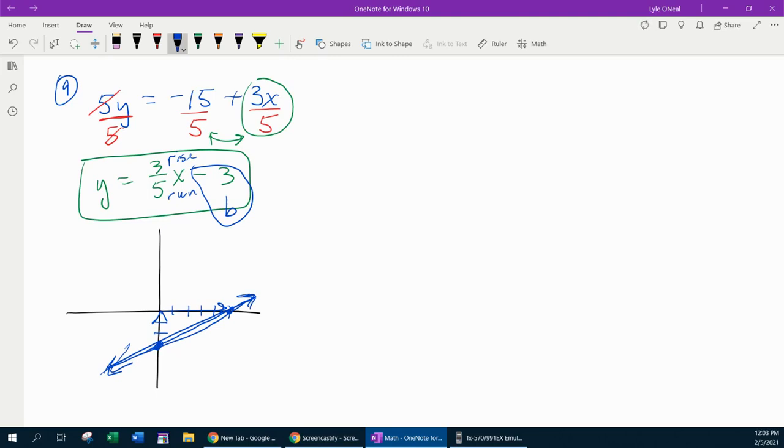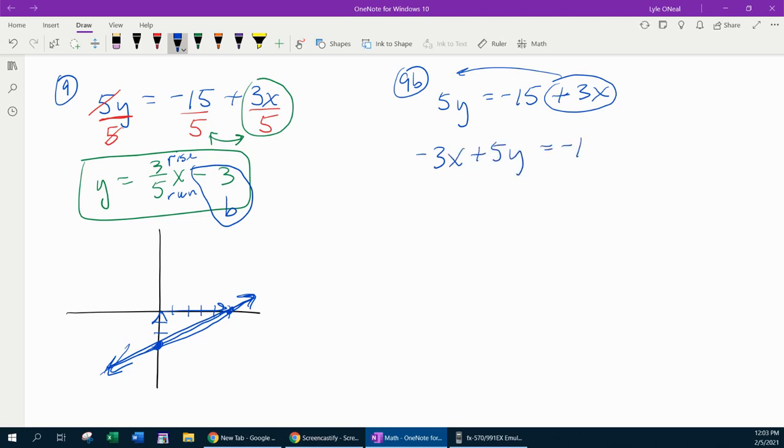Love that. Now let's look at number 9, version B. Let's assume that you want to go to standard form instead of slope-intercept form. And so here that would be super easy. All you have to do is bring the 3x over, which will make that negative 3x plus 5y equals negative 15.